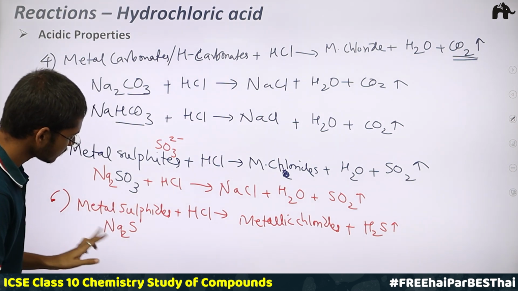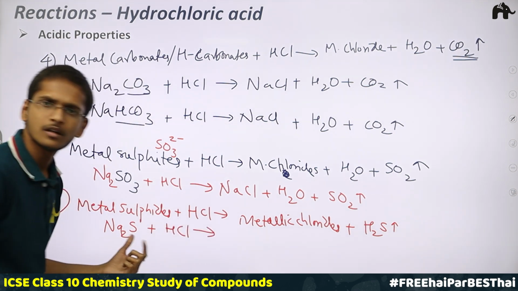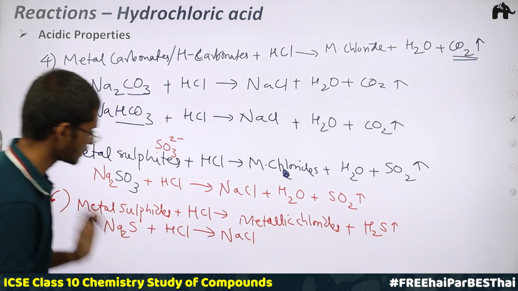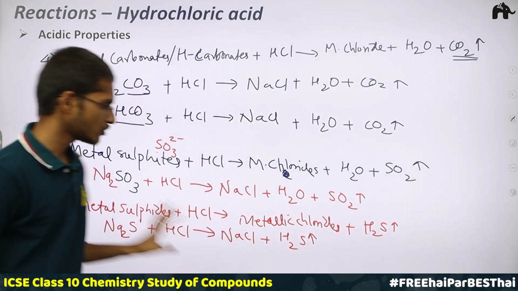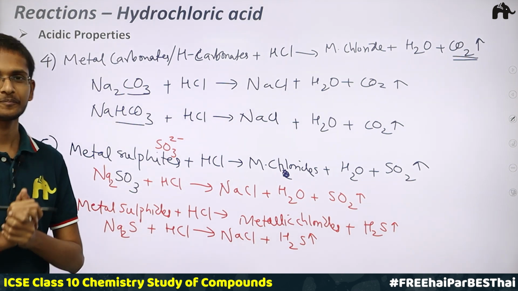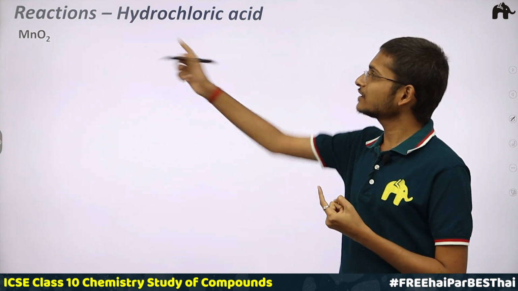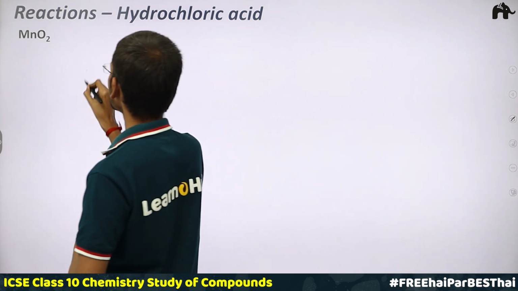So Na2S, HCl, again metallic chloride, which means NaCl, and hydrogen sulfide gas is released. Balance this also and your work is done. Now moving ahead to an interesting reaction. In this reaction we are going to take manganese dioxide. This MnO2 is manganese dioxide.